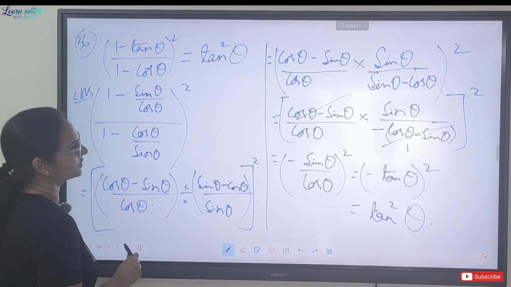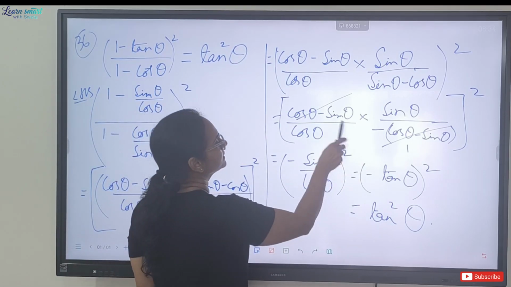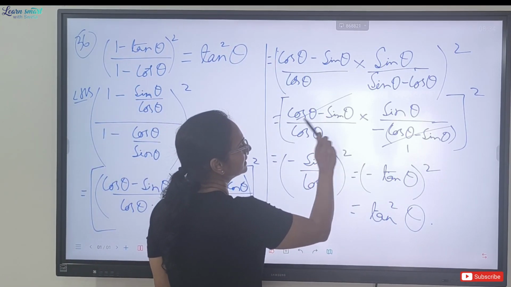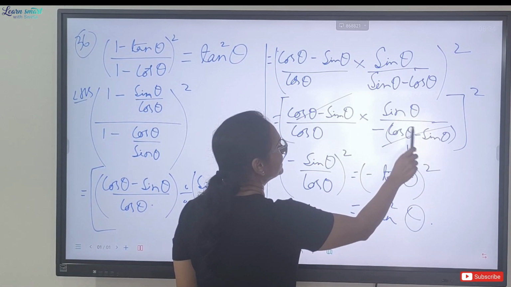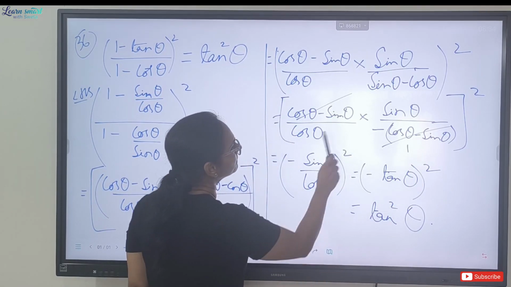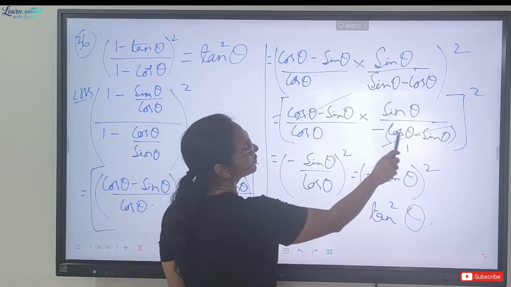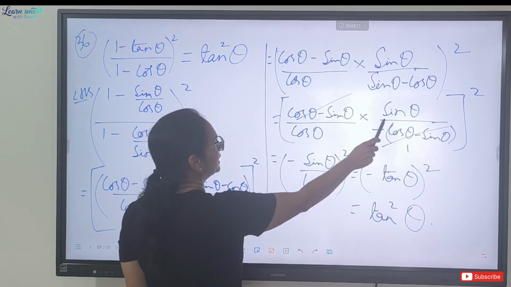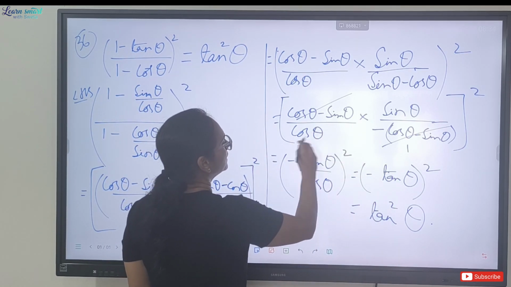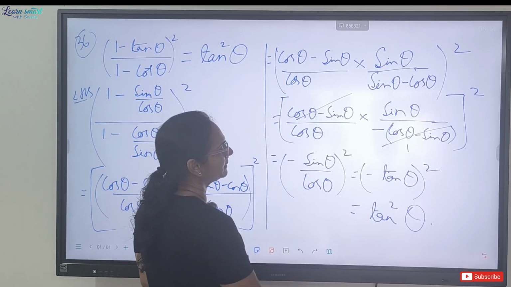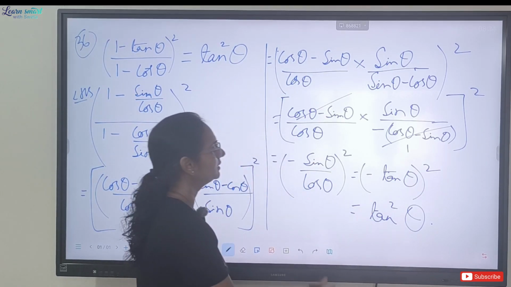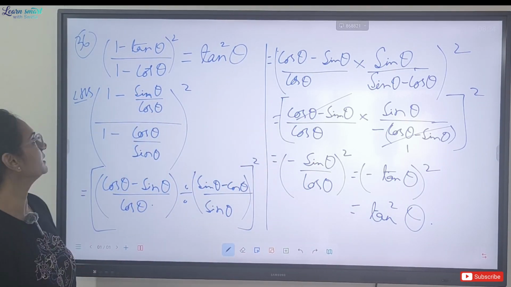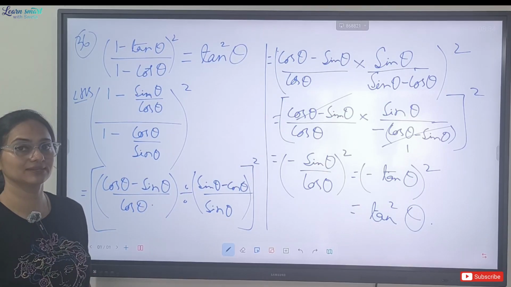So in such questions, if you have to cancel, here we have cos theta minus sin theta, and here we have sin theta minus cos theta. So if you take minus common, it becomes cos theta minus sin theta. You can cancel, and here you have minus 1, and therefore it becomes minus sin theta by cos theta, which is minus tan theta the whole square and tan square theta. You can solve this question like this, right?